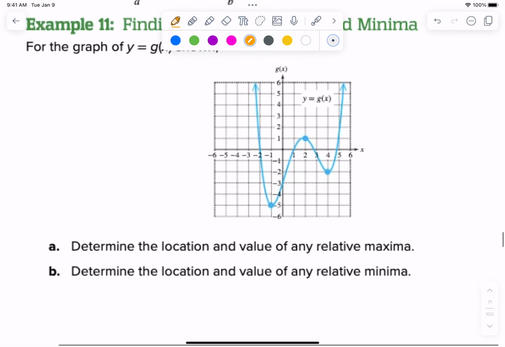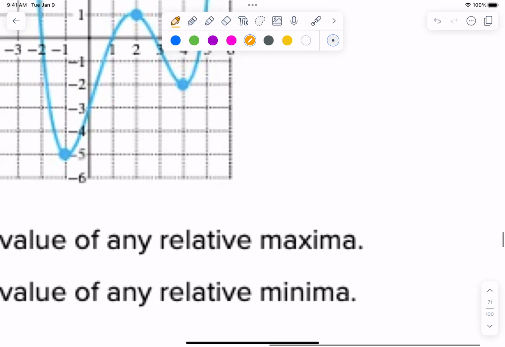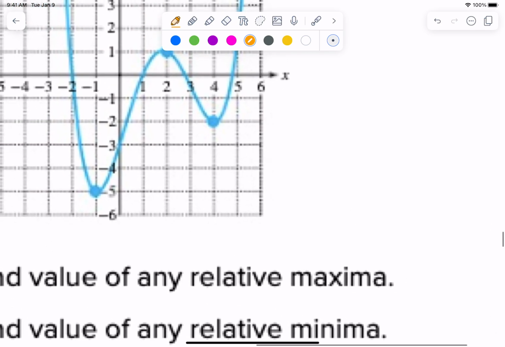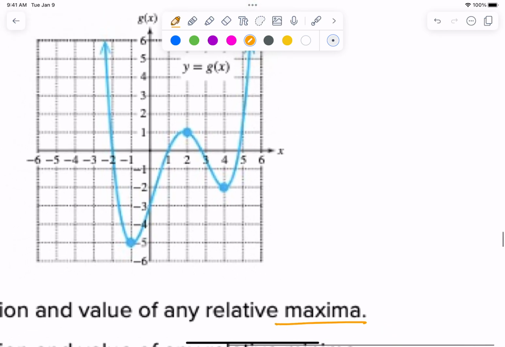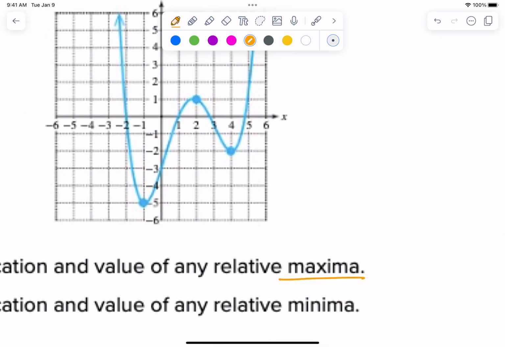For the graph, determine the location of any relative maxima. Maxima is the plural of maximum, which is one number, right? So we have relative maxes. How many relative maxes do you have? 1, 2, 3. Relative maximums, high points. Only one high point, but those infinities aren't points. Just at the 2. All right, so the high point is at 2, 1.